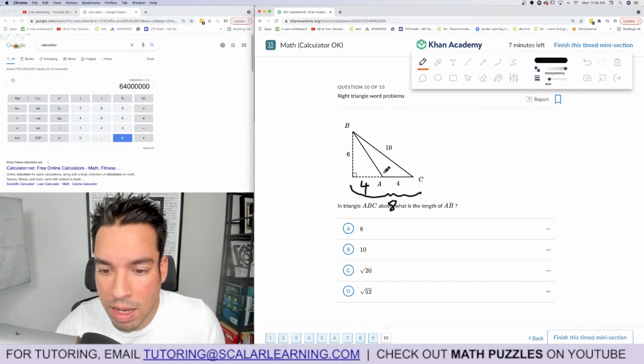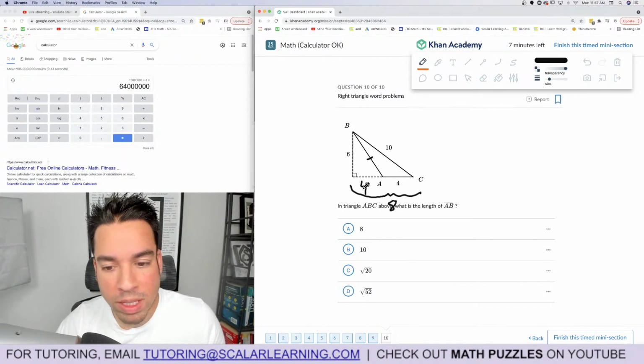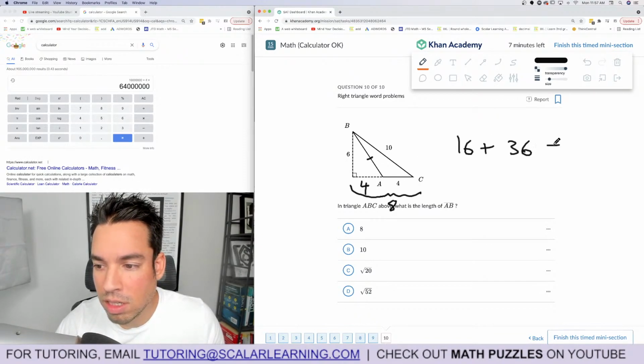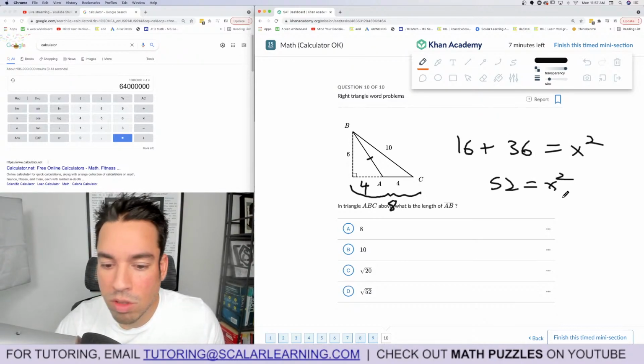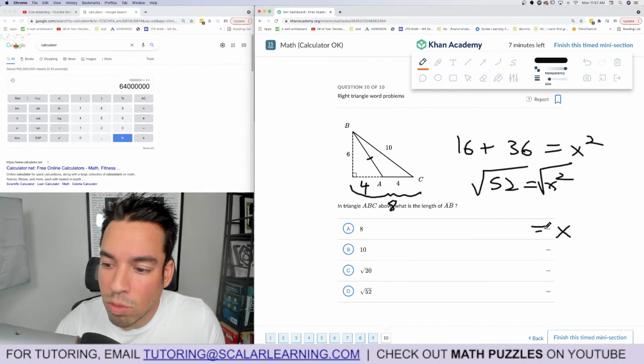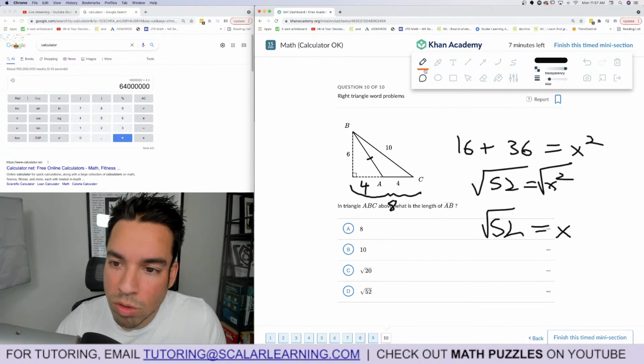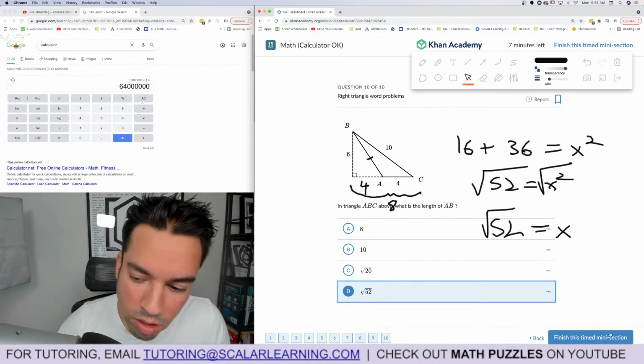And what are we trying to find? AB, right? I'm trying to find this guy. So now we've got another right triangle. Now we use the Pythagorean theorem. Check it out. 4 squared is 16 plus 6 squared is 36 equals what we're trying to find, x squared. So that's 52 equals x squared. I know we can use a calculator, but whatever. Square root, x equals root 52. D is the winner. Boom, done.